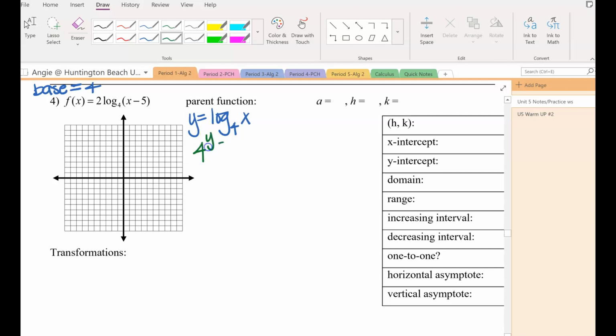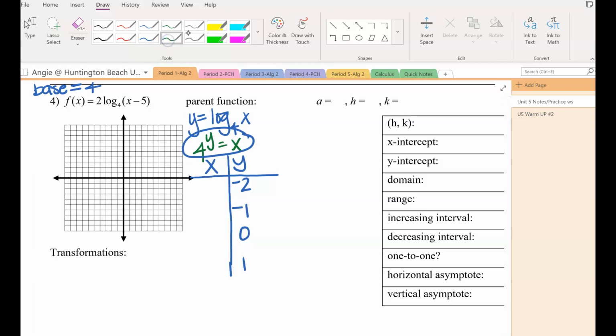Then before you even plot it into your chart, rewrite it. 4 to the y equals x. These two are equivalent. When I say equivalent, meaning that they are going to give us the same exact x and y values. They just look different from one another. So x and y, let's make a chart here for the parent. We will pick our 5 values for the input. Exponential tends to be a little bit easier to plug in, so that's why we're writing it in exponential.